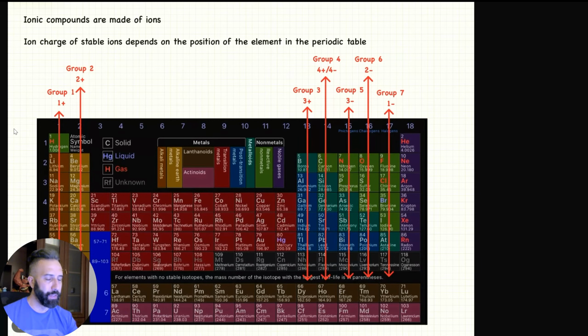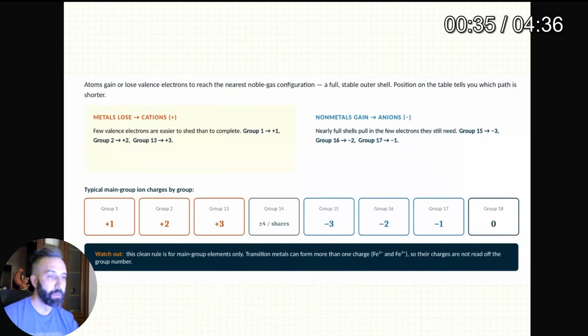And also don't get confused, because this is 1 plus and 2 plus and 3 plus. Many chemists will just say plus 1 and not 1 plus. But for ions, by convention, we should say the number first and the charge second. So, just bear that in mind.